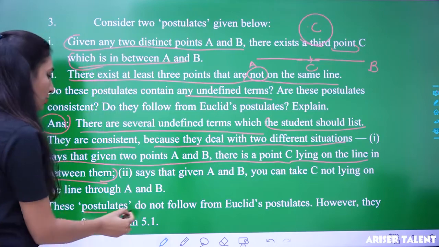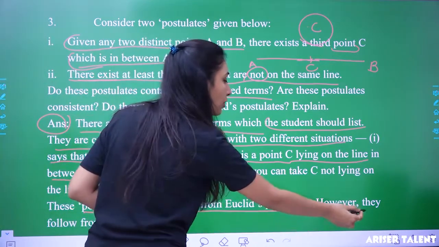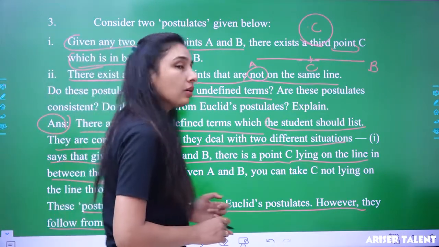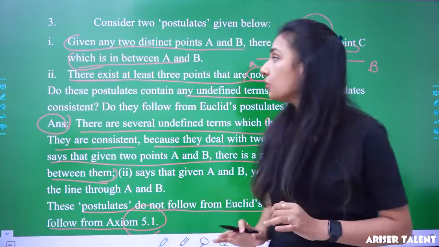So these postulates do not follow from Euclid's postulates. However, they follow from axiom 5.1. Is it clear to you?